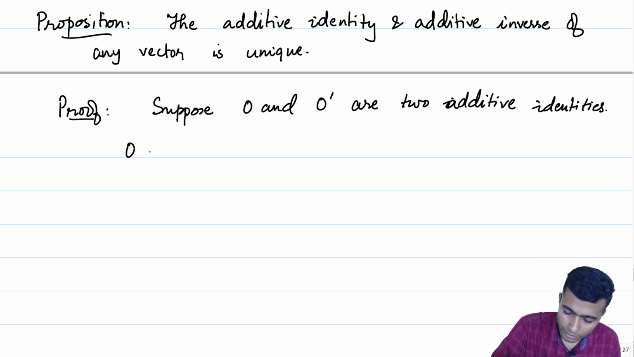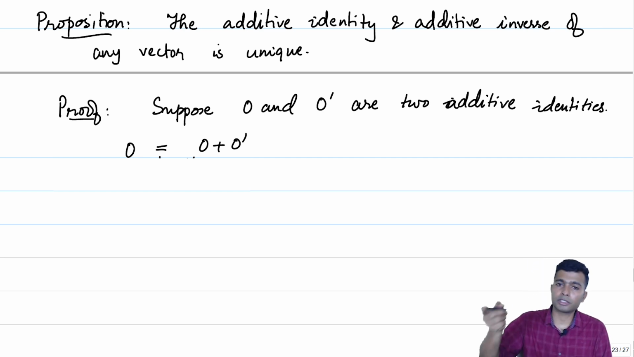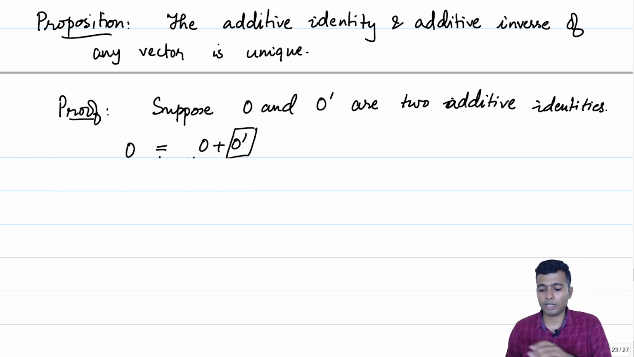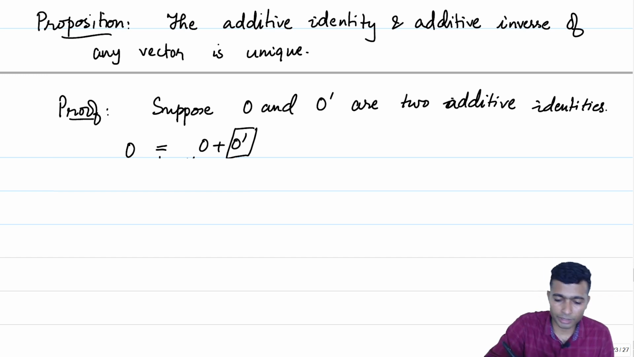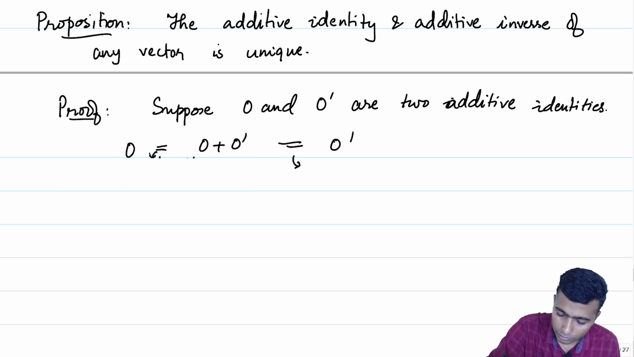So, 0 in particular is equal to 0 plus 0 prime, right? But what is 0? This is because going by the assumption that both 0 and 0 prime are additive identities. So, in particular 0 is also an additive identity. So, if you treat our 0 prime as our vector V, and if you add it to 0, because 0 is an additive identity, you should get back V, right. So, this is equal to 0 prime, and why is this equality coming up? This equality is because since 0 is the additive identity.